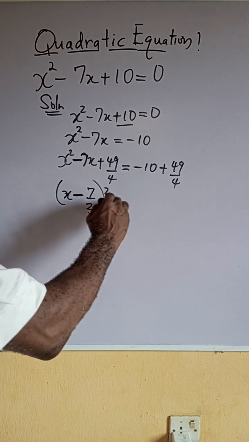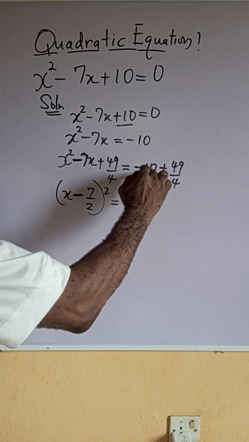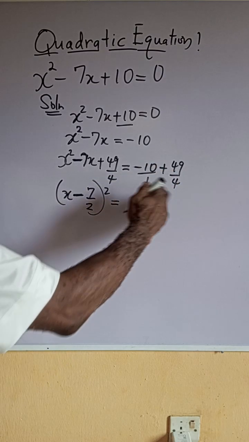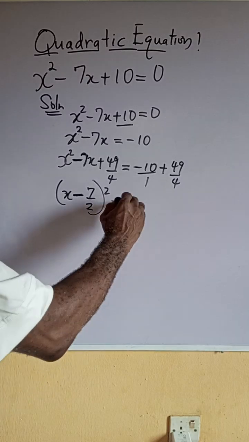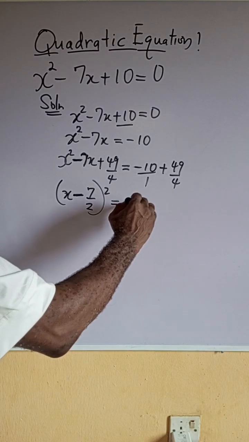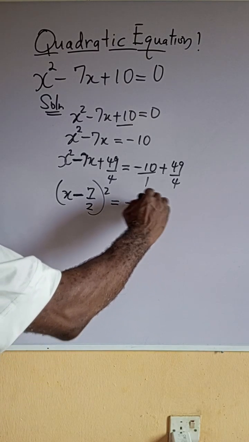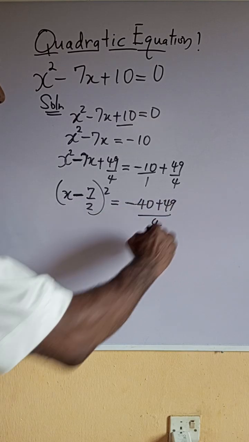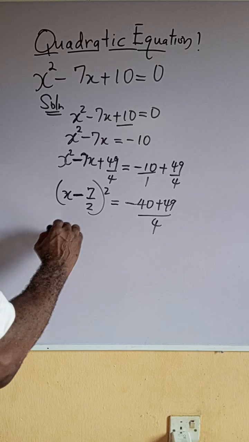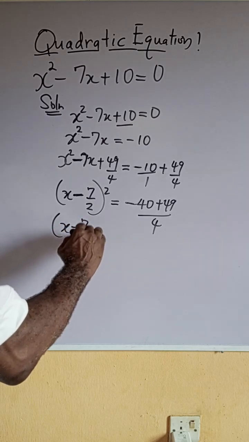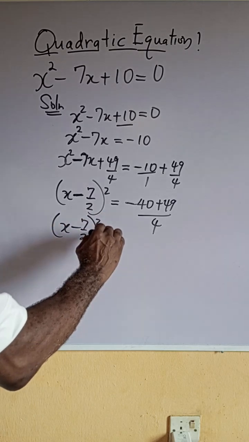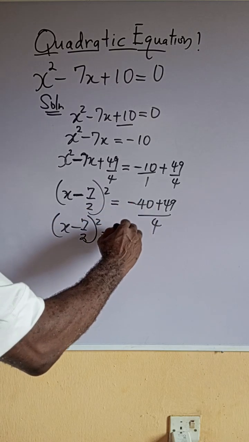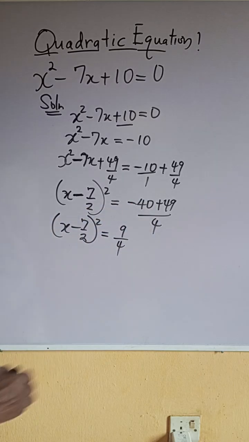All right, so all equal to, remember, minus 10 is the same thing as minus 10 over 1. So the LCM of 1 and 4 is 4. If I multiply minus 10 by 4, I'm going to get minus 40, then plus 49 all over 4. x minus 7 all over 2 all squared is equal to minus 40 plus 49, which is 9, all right, over 4.